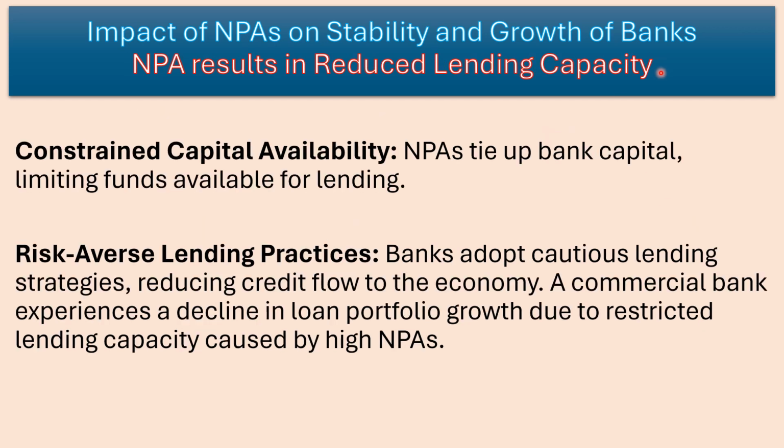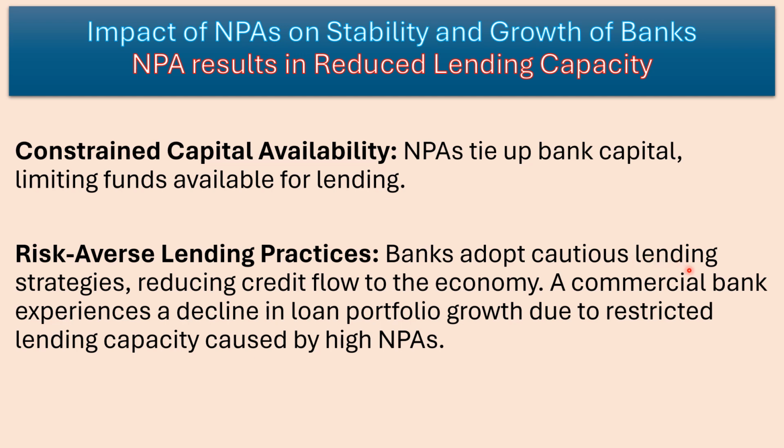NPA results in reduced lending capacity. Constrained capital availability. NPAs tie up bank capital, limiting funds available for lending. The bank reduces its loan disbursement due to capital tie-up in bad loans.